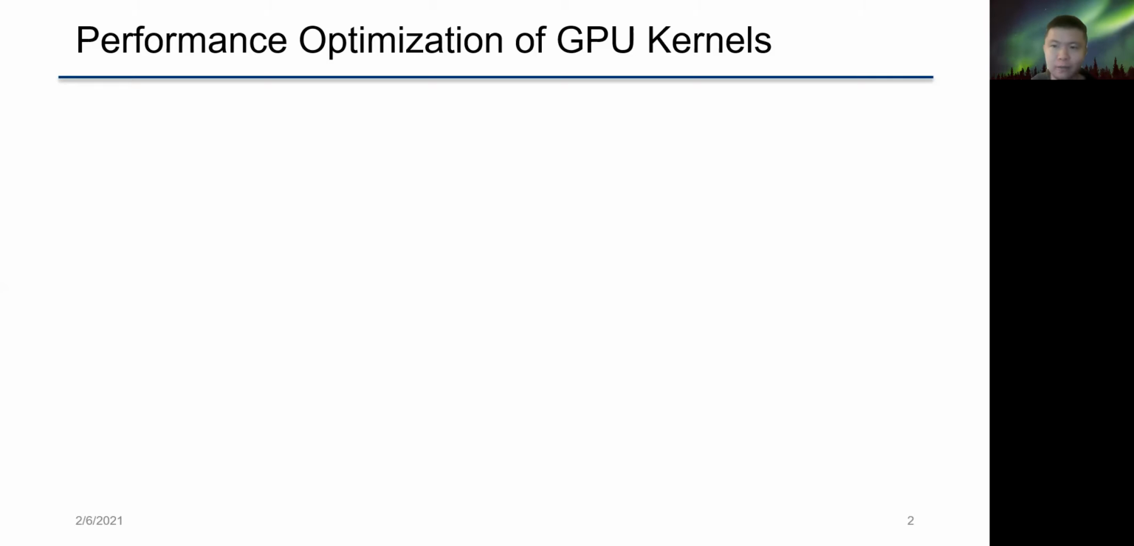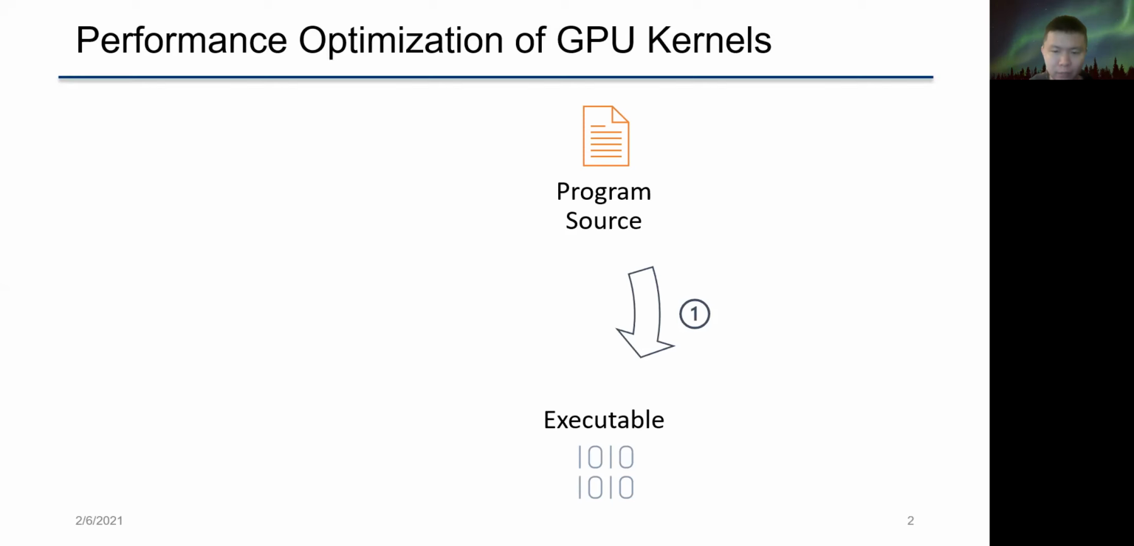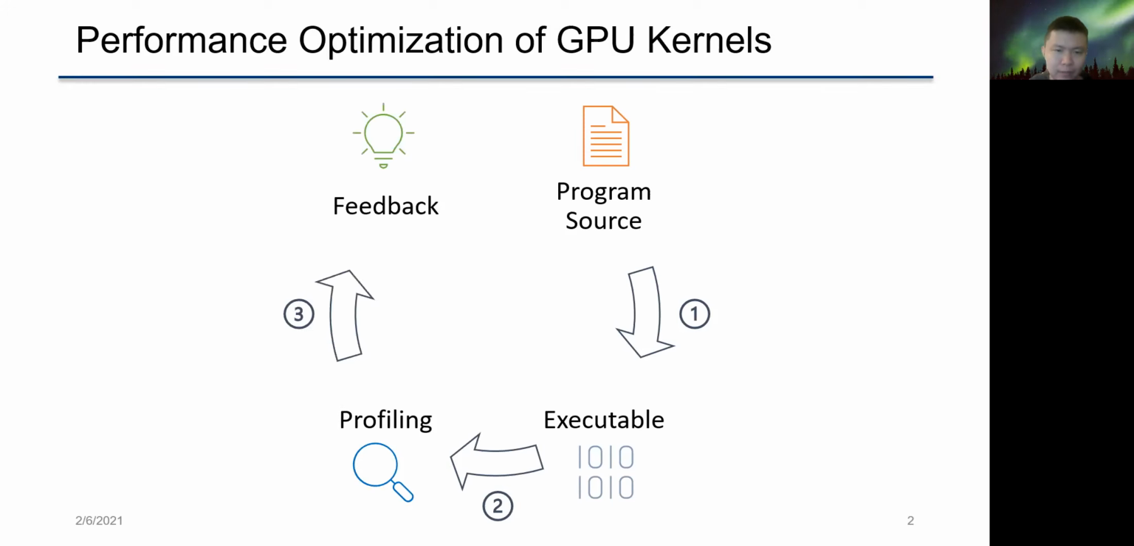Typically, we can divide the whole process into several steps. In the first step, given source code, we can apply different compiler options to compile it into executables. Then using profiling tools, we profile its performance and dump some performance reports. By analyzing the performance reports, we gain feedback and use it to change the source code and profile the program to see if there's any performance speedup.